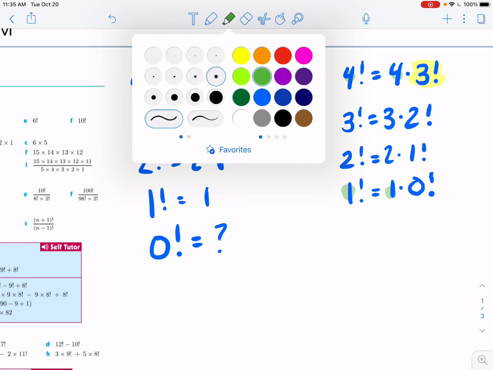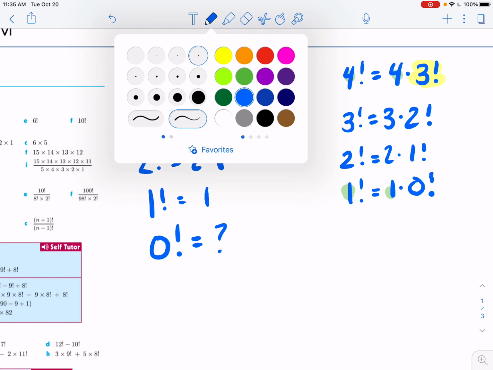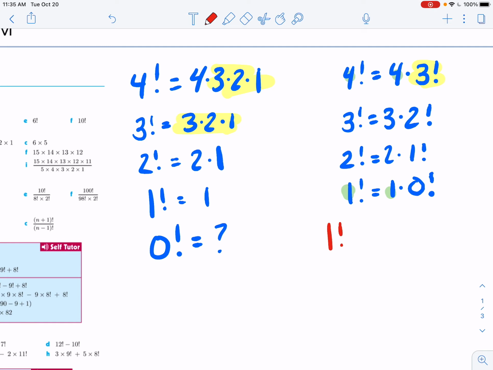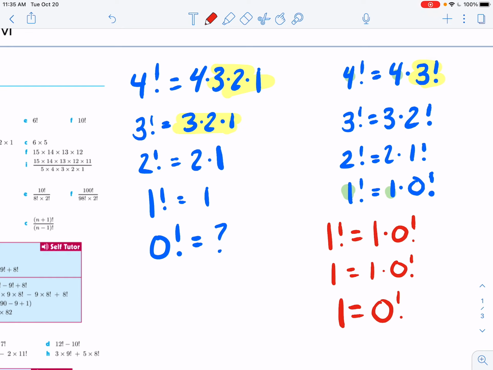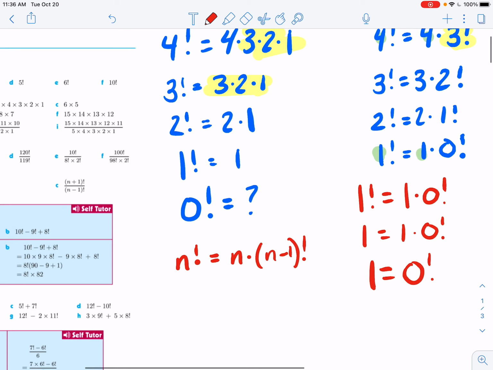Well, notice from here that if I have 1 factorial and I say that that's equal to 1 times 0 factorial, well, 1 factorial we know to be 1, so 1 is equal to 0 factorial. So that's one little proof that we can use there. Another way to say that is n factorial is equal to n times n minus 1 factorial. So if n is 4, 4 factorial is equal to 4 times 3 factorial, and so forth.